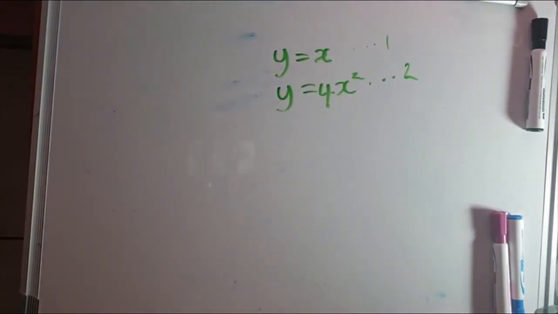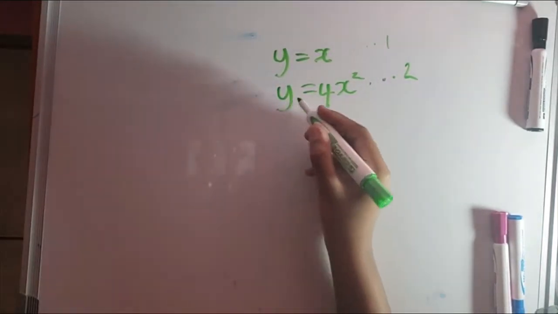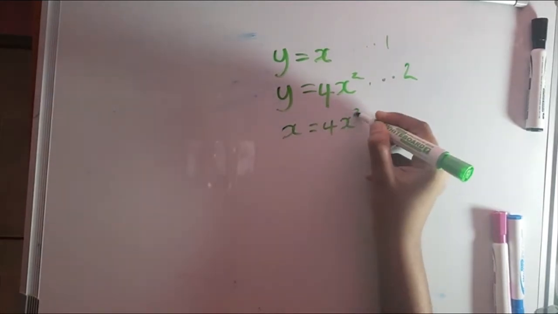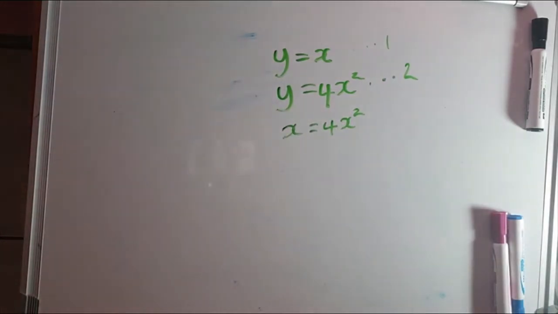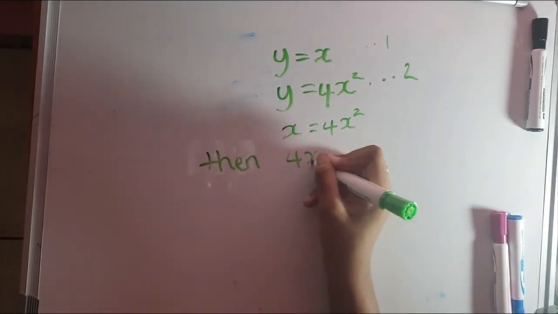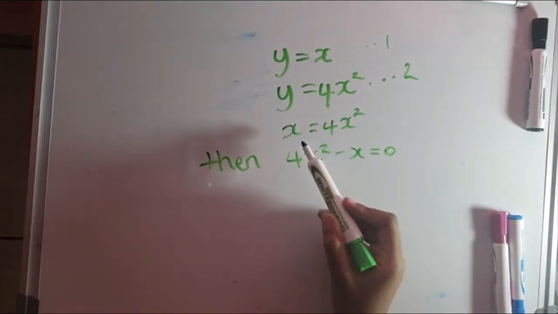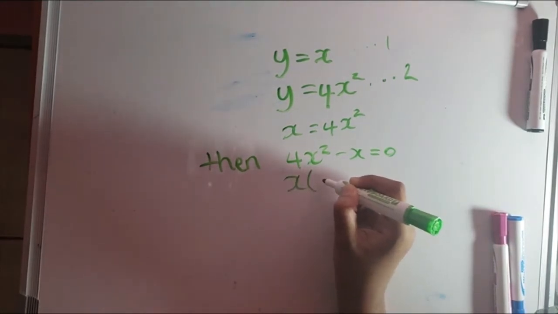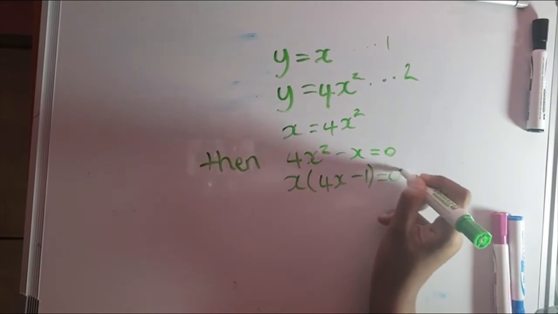So the first thing that we're going to do is say, okay, y is equal to x. Therefore, for this one, x is equal to 4x squared. So since y is equal to x, then this y will just change to x. We have 4x squared minus x is equal to 1. So we're basically taking x from both sides. Now we have x open bracket 4x minus 1 is equal to 0.